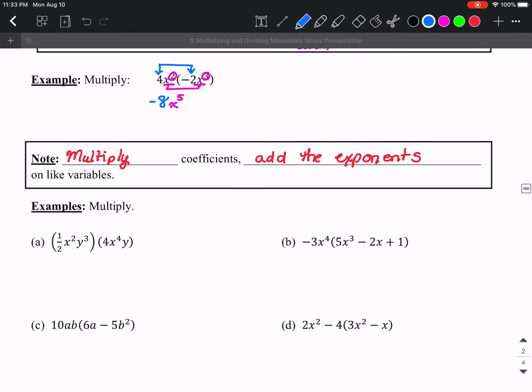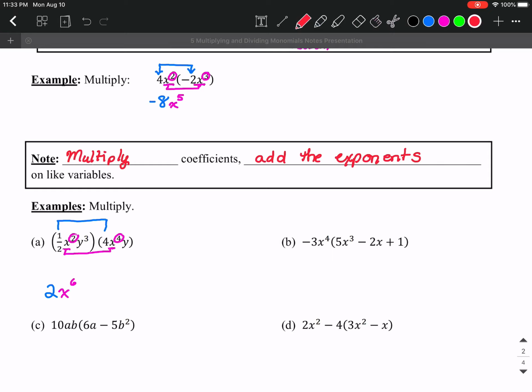Okay, let's try another one. I've got a few examples here. So here's the first one. 1/2 x squared y cubed times 4x to the 4th y. So the first thing we do is we multiply the coefficients. 1/2 times 4 is just 2. Now we're going to look at like variables. That's the x squared times the x to the 4th. So we keep the x, and what do we do to those exponents? That's right, we add them. 2 plus 4 is 6. So x squared times x to the 4th is x to the 6th.